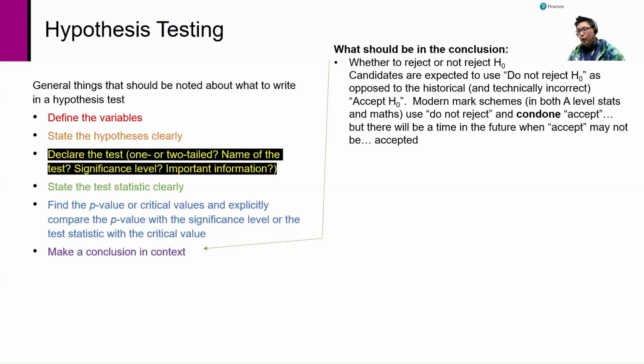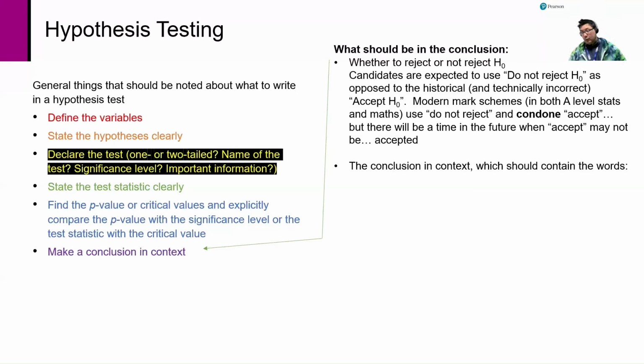Obviously, whether to reject or not reject H0. Candidates are expected to use the phrase "do not reject H0". I know a lot of people say "accept H0", but that is now very outdated. Modern mark schemes in both A-level stats and maths now use "do not reject". They condone "accept", but there may be a time in the future where accepting H0 will no longer be accepted. So please encourage your students to use "reject" or "do not reject" as part of their conclusion.